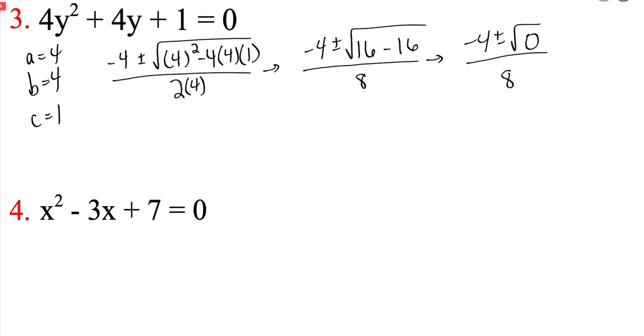Now, we got a 0 in the square root. Okay? Well, what's the square root of 0? It's just a 0. So that doesn't really do anything. So we only have one answer of -4 over 8, which we want to reduce down. Okay? We take out a 4, and you get a -1/2.